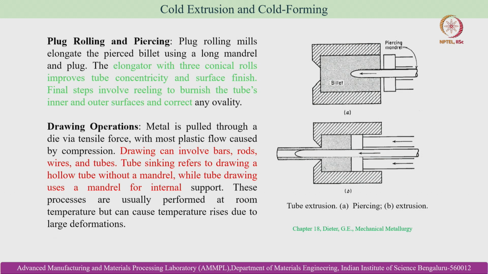In drawing operations, metal is pulled through a die via tensile force, with most plastic flow caused by compression. We will discuss the drawing operation in the next class. However, we will summarize in the present class that whenever we try to develop hollow pipes through the extrusion technique, it generally involves severe deformation of the workpiece billet to achieve the desired shape, and it can only be applied to metals which are capable of withstanding that much deformation without undergoing premature failure.